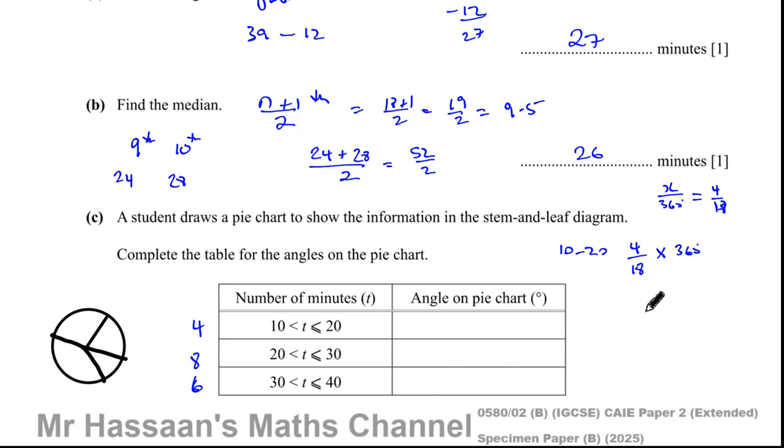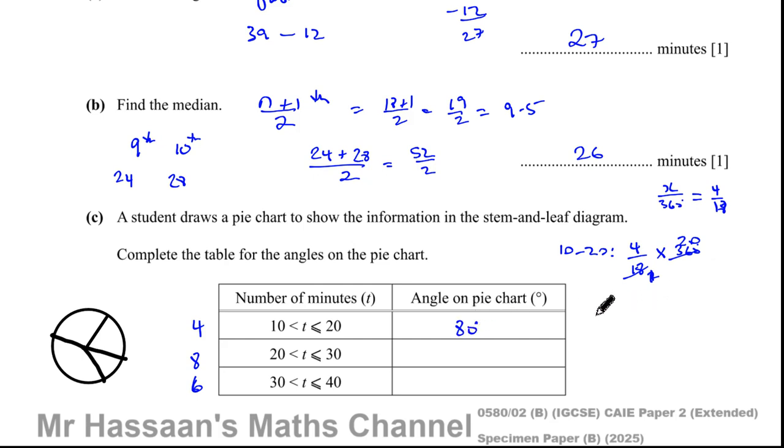Now again, there's no calculator for this, so we have to be careful when we do our calculations. A very easy way of dealing with this, before we multiply, always try to cancel out. Now 18 and 36 go nicely. So 18 goes into 36 2 times, so that's going to be 1 here, and that's going to be 20 here. That's 4 times 20, which is 80. That's a nice, easy calculation there.